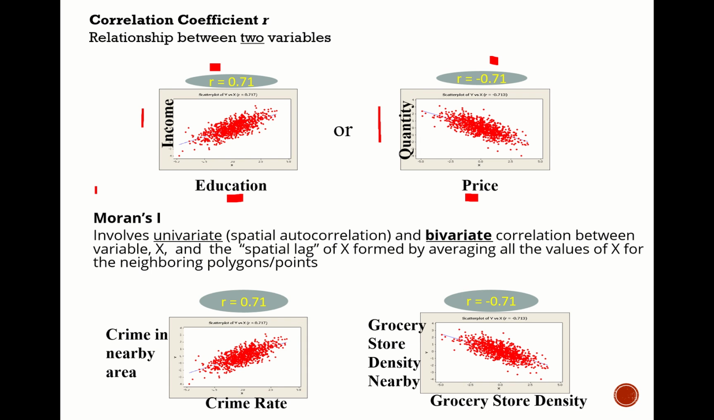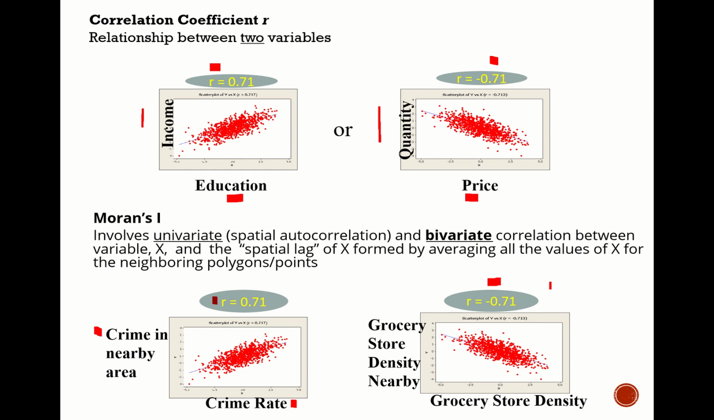So we can interpret the Moran's I kind of similar, but with the Moran's I, we're looking at how the variable changes over space. So if we have a Moran's I of 0.71, we might be looking at something like comparing crime rates versus the crime rate in the nearby area. So if you have a positive Moran's I, that means that basically if you have a crime rate that's high in one area, the areas around it will also tend to have higher crime rates.